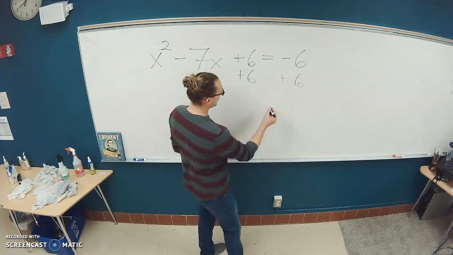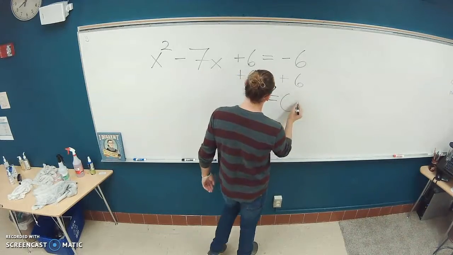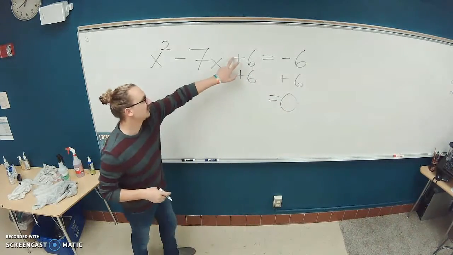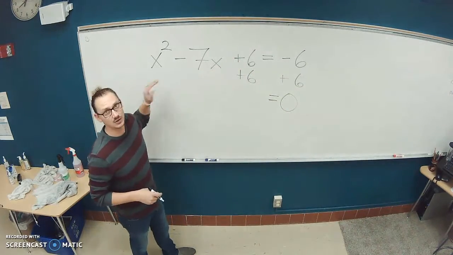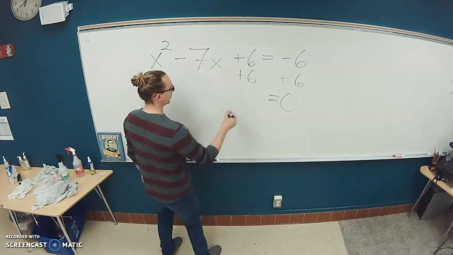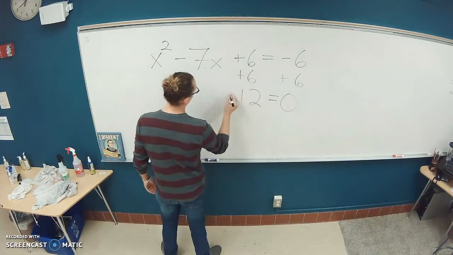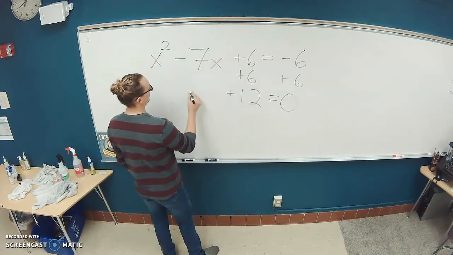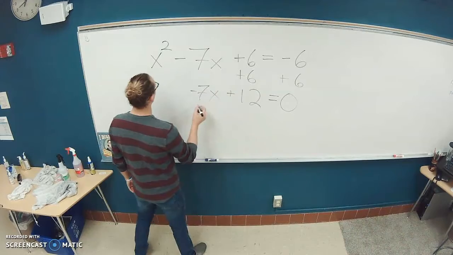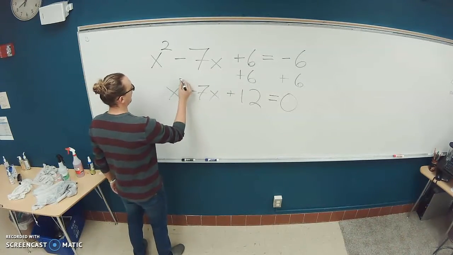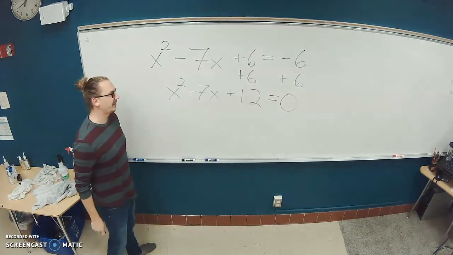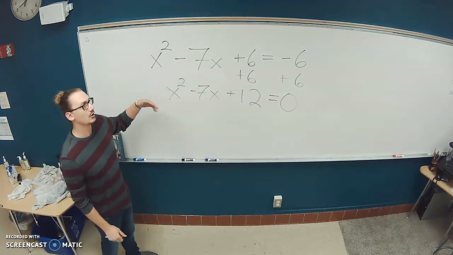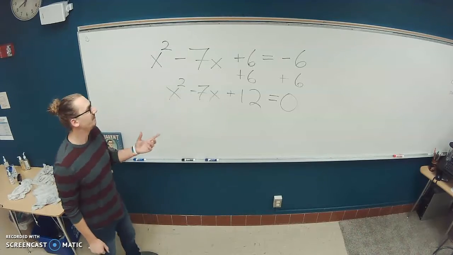Now notice I'm adding a 6 to both sides of the equation. That's going to cancel and give me equal to 0 over here. But I'm only going to add the 6 to this negative 6. It doesn't change the negative 7x or the x squared. So we're going to be looking at x squared minus 7x plus 12 equals 0. Now I need to solve this. In order to solve, first step, factoring.